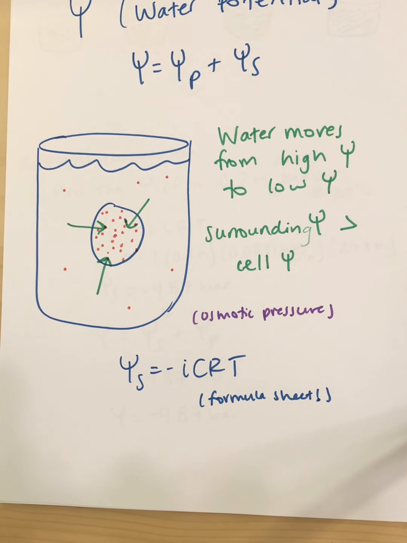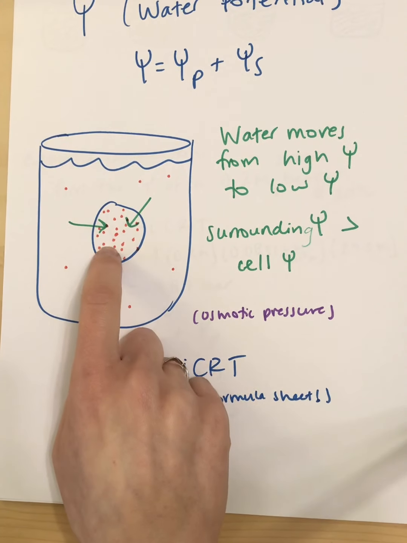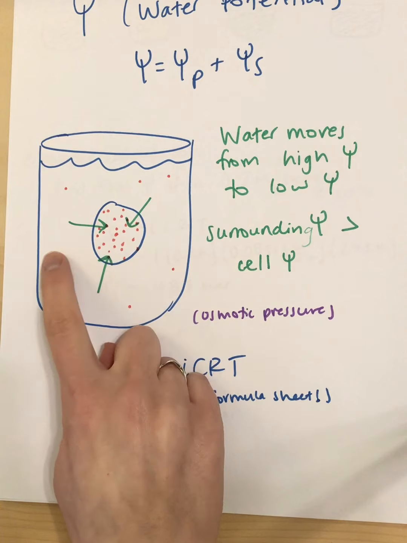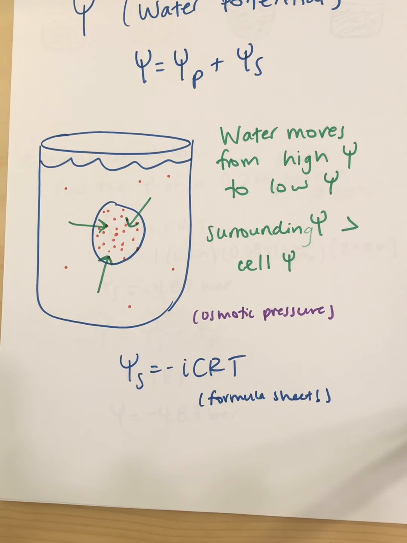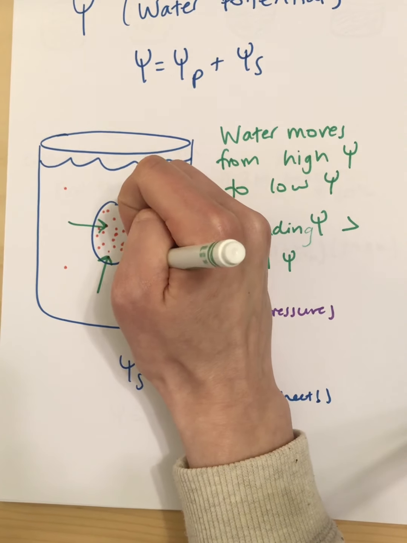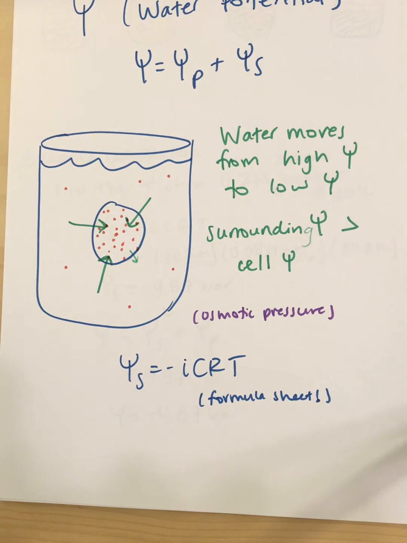Now, remember, dynamic equilibrium is something to keep in mind. I keep saying water's moving into the cell. Water's moving out of the cell too, but it's such a small amount compared to how much is moving into the cell. So water molecules are going both ways, but there's a net flow inside of the cell in this case.